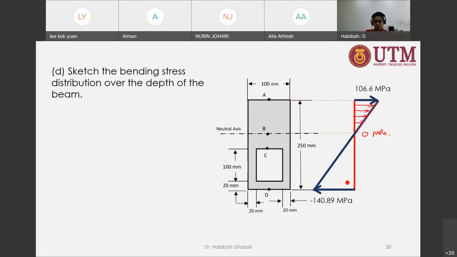linearly, in linear variation. Whereas for the lower part, it's also a linear variation, from 0 to negative 140.89 megapascal. So that is compression. If you draw it like that, it's also correct. So that is the stress distribution sketch.